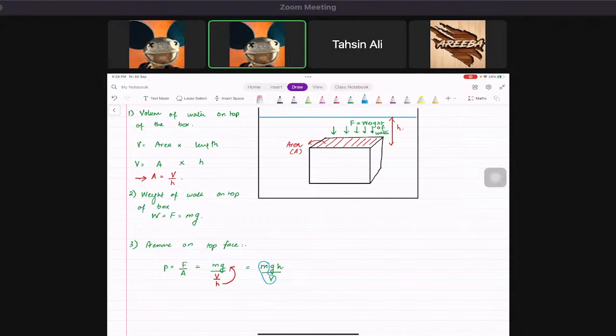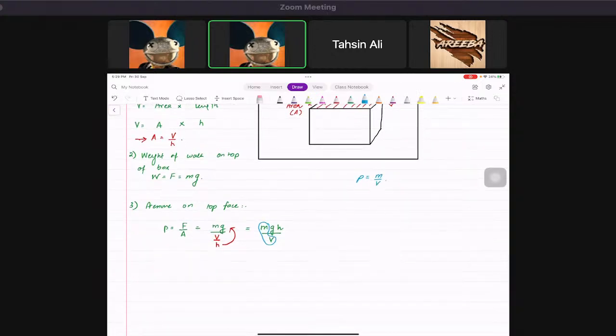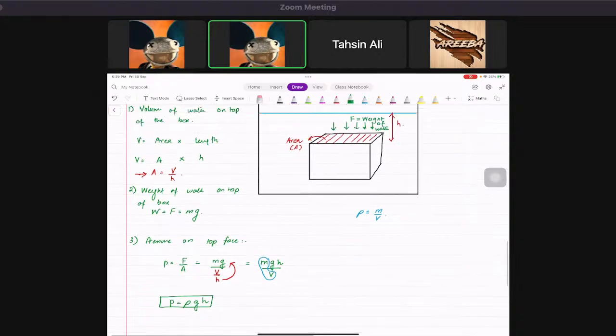Now, if you look at this section only, what is mass per unit volume there? Do you recall anything? Density is mass over volume. Forgot already? Okay. So can I then say that pressure will be density times acceleration due to gravity times height, the depth inside the water? Do you guys understand this? Please let me know if you don't.